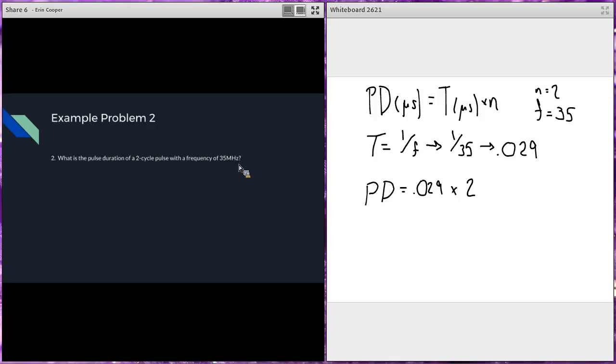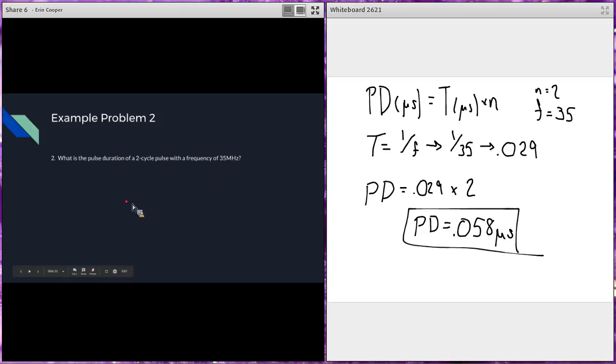So we have 0.029 times 2, 0.058. Fabulous, and that is in microseconds. All right, fantastic. And that's how you would calculate the pulse duration from this equation here. All right, so that's example problem number 2. Let's take a look at example problem number 3.